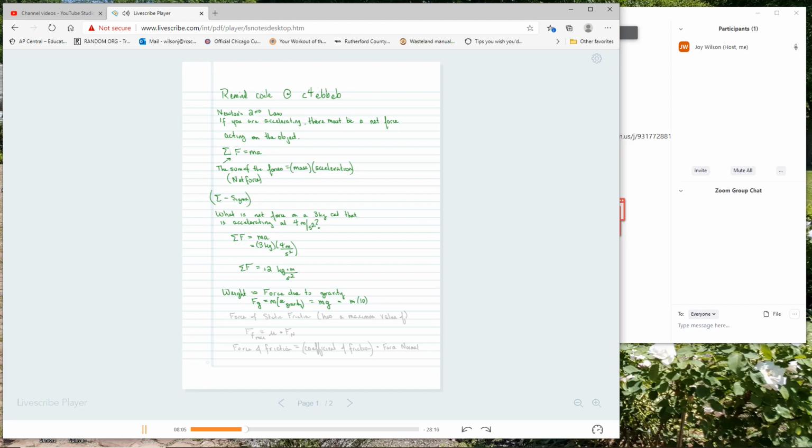Okay, now, there is one other force that gets an actual formula. The force of static friction. And it has a maximum value of force friction equals mu times force normal. This is the maximum amount.